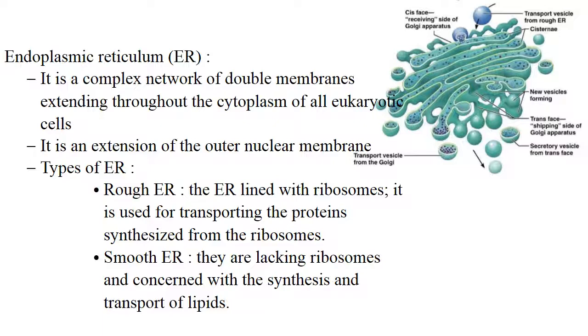Endoplasmic reticulum. It's a complex network of double membrane extending throughout the cytoplasm of all eukaryotic cells. It is an extension of the outer nuclear membrane. Types of endoplasmic reticulum are rough and smooth. Rough means endoplasmic reticulum lined with ribosomes, used for transporting the proteins synthesized from the ribosomes. Smooth endoplasmic reticulum means lacking ribosomes and concerned with the synthesis and transport of lipids.